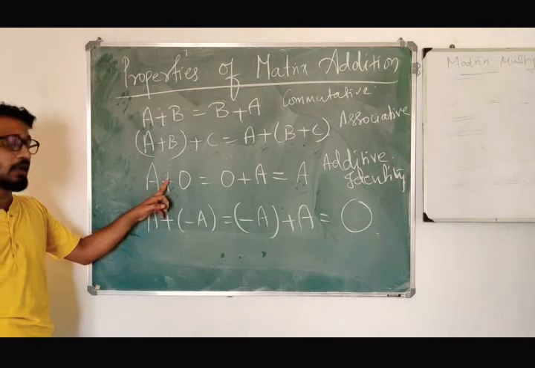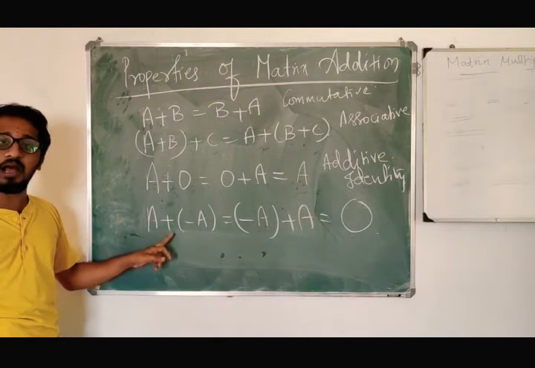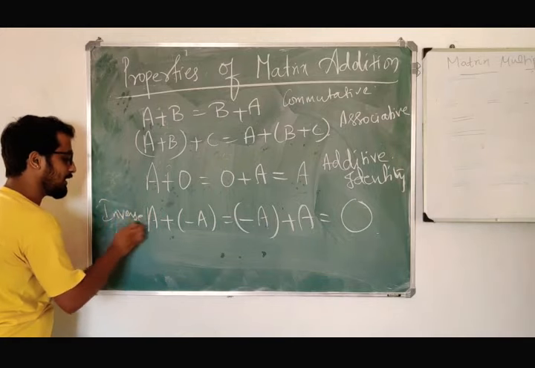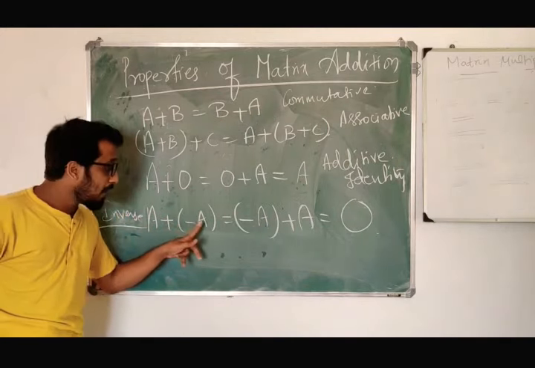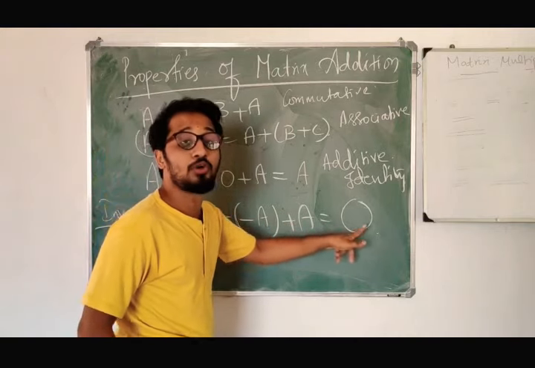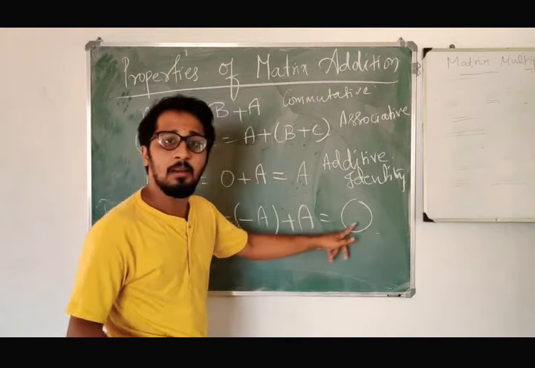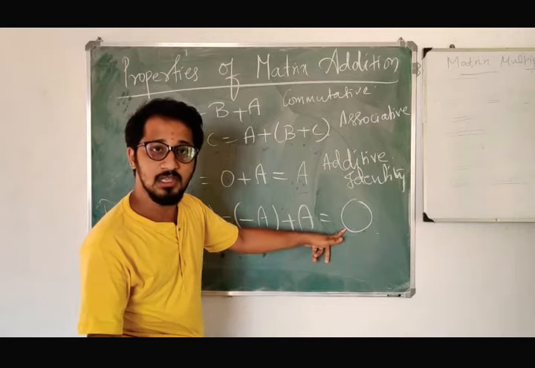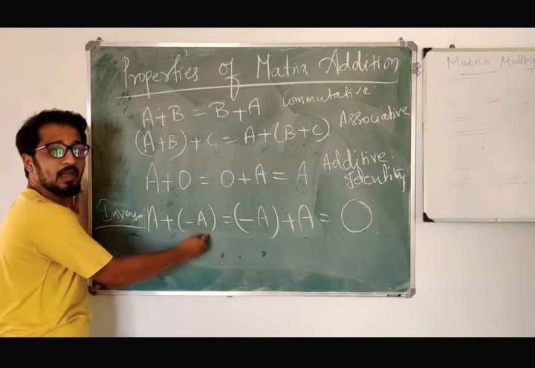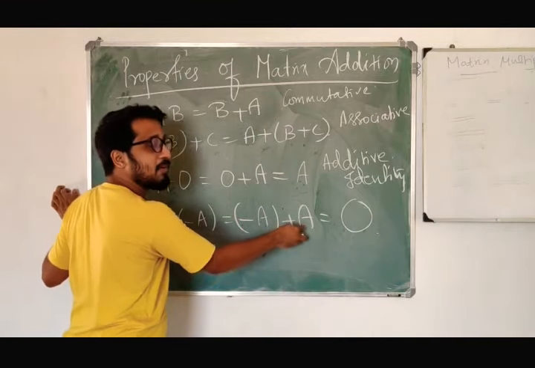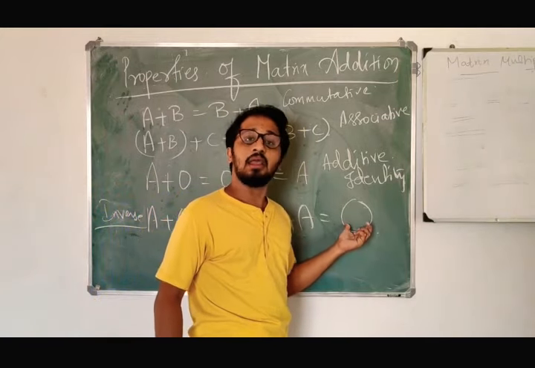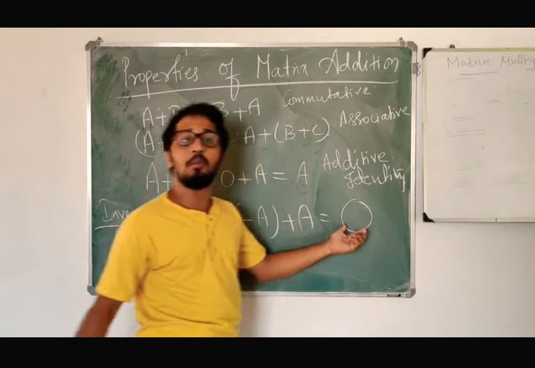Additive identity property. Now the last but not the least, the last property is known as additive inverse. A plus minus A is equal to minus A plus A is equal to O. That means null matrix. Minus 5 plus 5, 0. 5 minus 5, 0. The same concept: A plus minus A is equal to minus A plus A is equal to O. That is nothing but a null matrix or empty matrix or zero matrix.